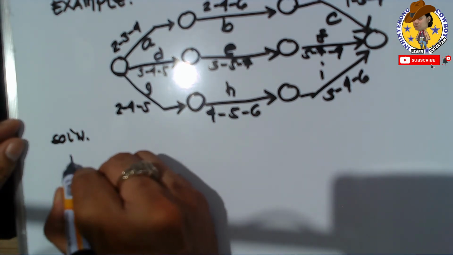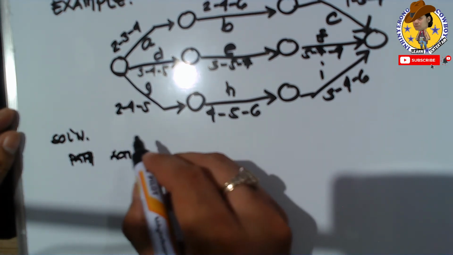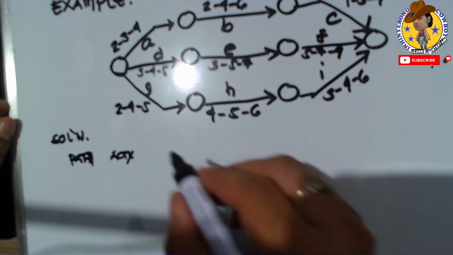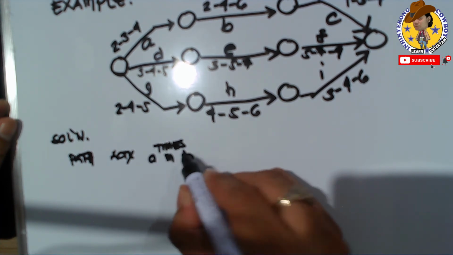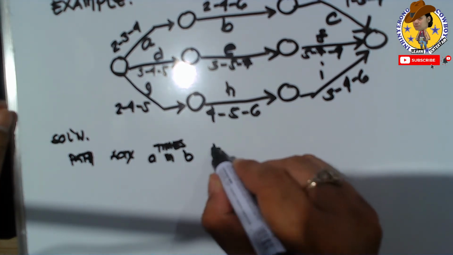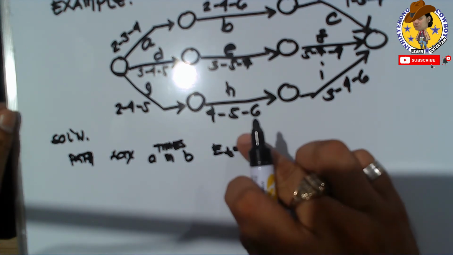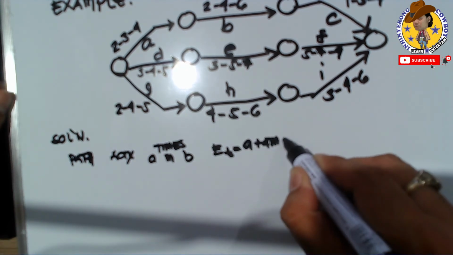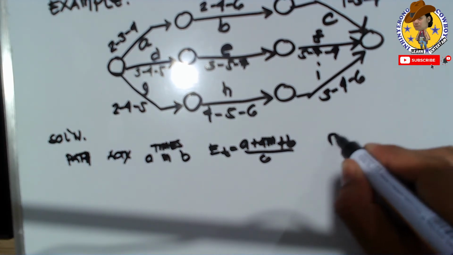We have path, then activity, then the time, meaning the optimistic, probabilistic, and pessimistic. Then we have the estimated time, which is equal to A plus 4M plus B over 6. Okay, so that's the formula. Then we have path total.